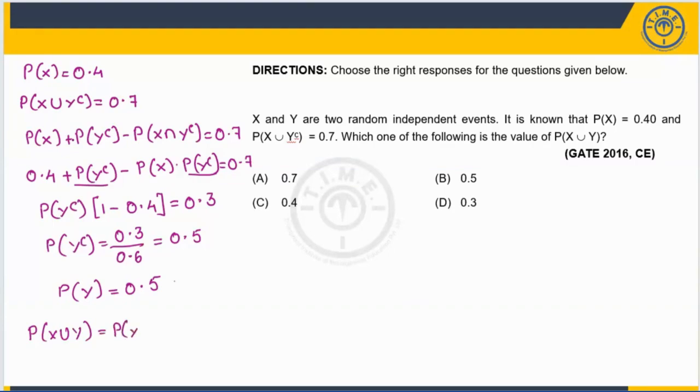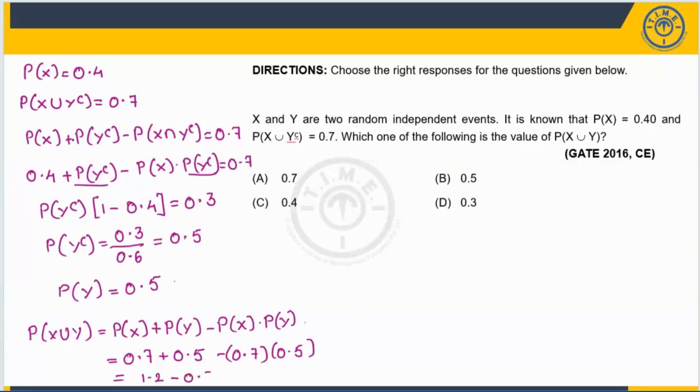And there is P of X plus P of Y minus P of X intersection Y. As they are independent, we can write it as P of X into P of Y. So P of X 0.7 plus 0.5 minus 0.7 into 0.5. And there is 1.2 minus 0.35. Right, so 1.2 minus 0.35, I think I made a mistake. P of X is 0.4, right? Yeah, 0.4.